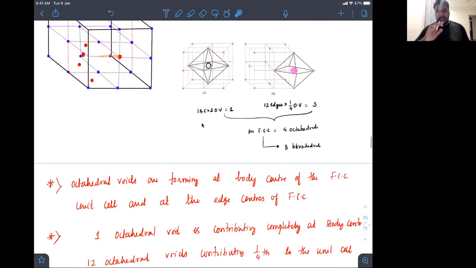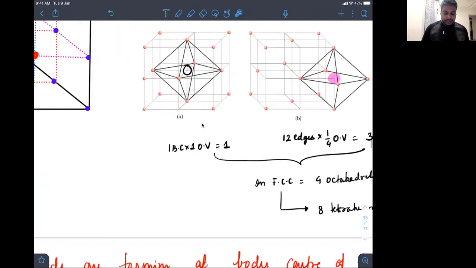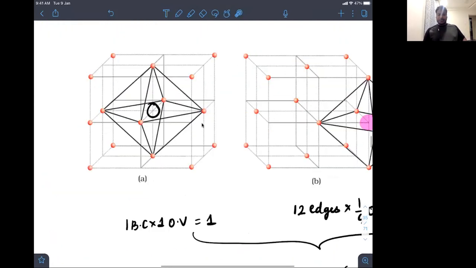Clear? In FCC structure, where is it found? Let us understand that. If this is an FCC structure, look carefully, this is FCC structure only. In FCC structure, these are the face atoms. Face atom 1, 2, 3, 4, 5, 6. All these face atoms are stacked like an octahedron. So at the center, exactly at the body center, we will have one octahedral void.